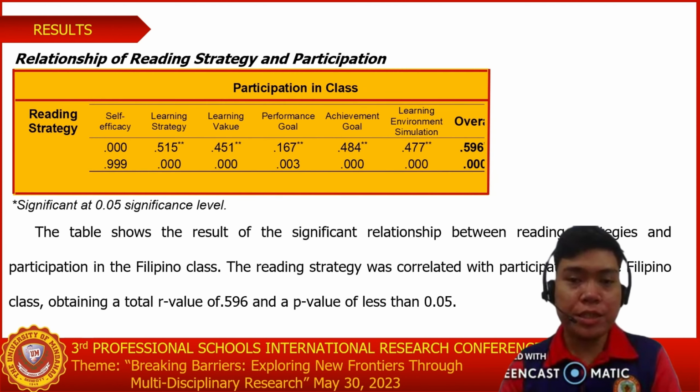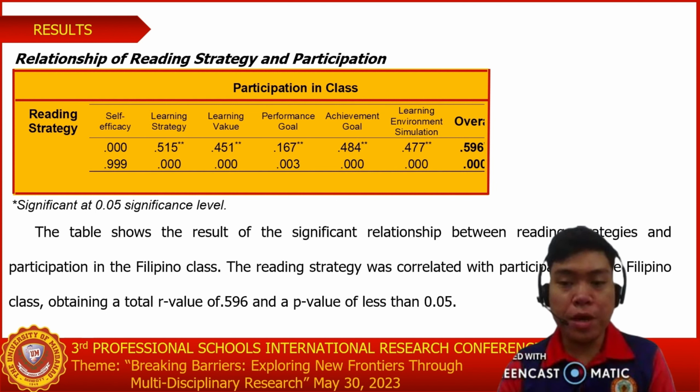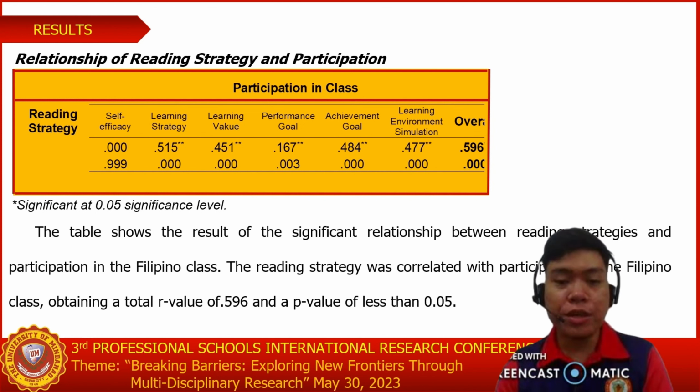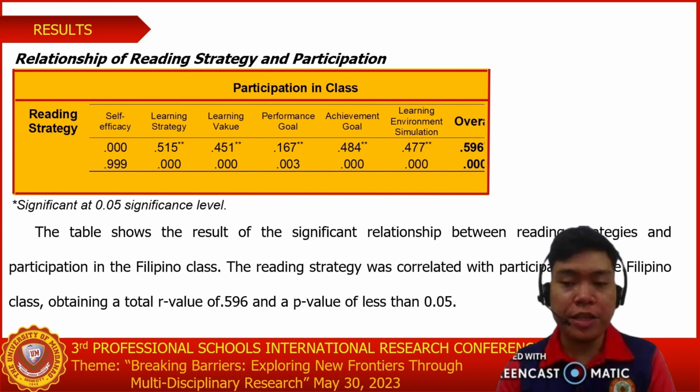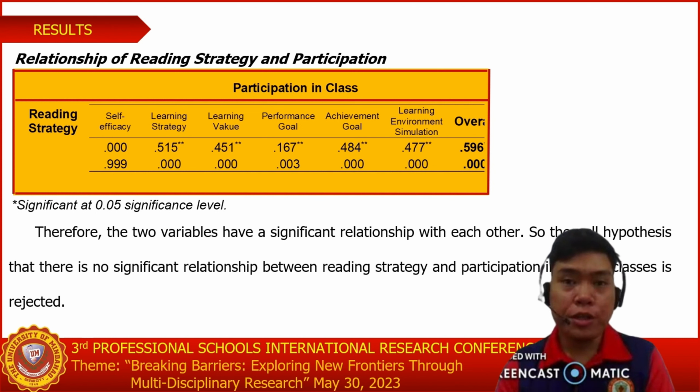Relationship of reading strategy and participation. The table shows the result of significant relationship between reading strategies and participation in the Filipino class. The reading strategy was correlated with participation in the Filipino class, obtaining the total R value of 0.596 and a P value of less than 0.05. Therefore, the two variables have a significant relationship with each other. So the null hypothesis that there is no significant relationship between reading strategy and participation in Filipino classes is rejected.